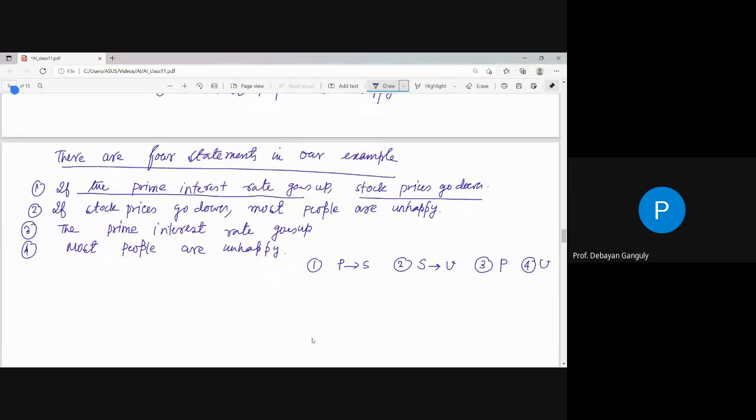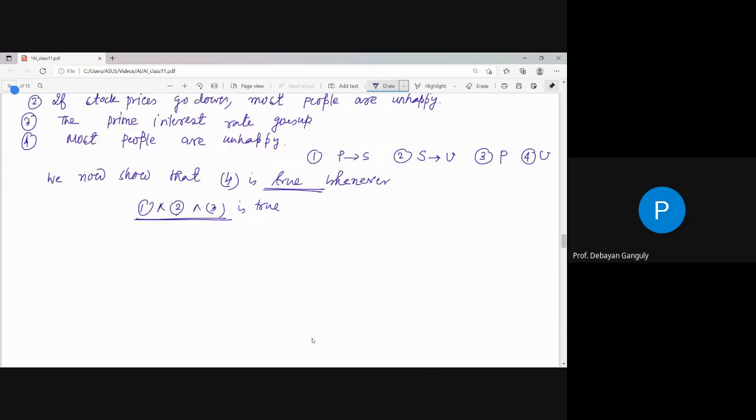Now what do you have to show? We have to show that this 4 is true whenever 1 and 2 and 3 are true. If these 3 are true, then the 4 is true. That you have to show. That means P implies S, and S implies U, and P. From that you have to prove that you can deduce U.